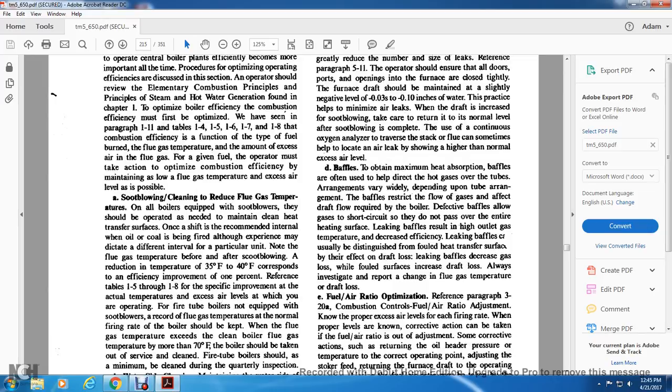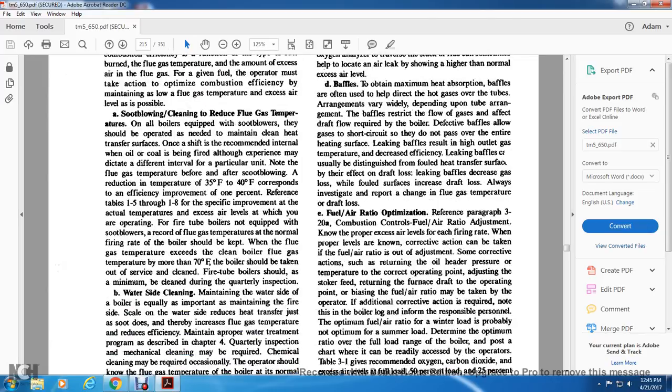Soot blowing, cleaning, reduces the flue gas temperature on all boilers equipped with soot blowers. It should be done by the operator as needed to maintain clean heat transfer surfaces. Once a shift is recommended when oil is being fired, but experience may dictate different intervals with a particular unit. Note the flue gas temperature before the soot blowing; a reduction in temperature of 35 to 45 degrees corresponds to an efficiency improvement of 1%. Reference Tables 1.5 through 1.8.